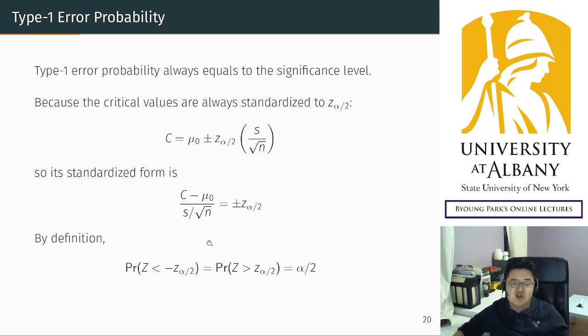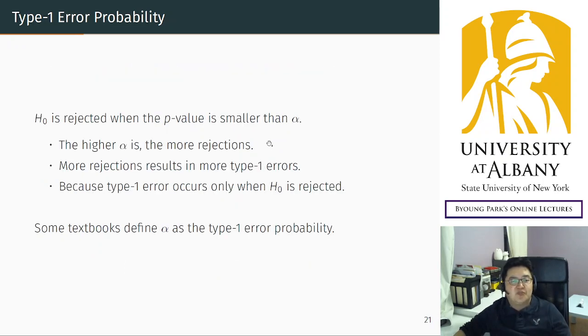Then by construction, the probability outside plus or minus z alpha over 2 is always alpha over 2 on each side. So the probability from the bottom is alpha over 2. The probability from the top is also alpha over 2. So if you sum them, it is always alpha. So this holds all the time, right? So remember, why does it happen? I can connect them this way.